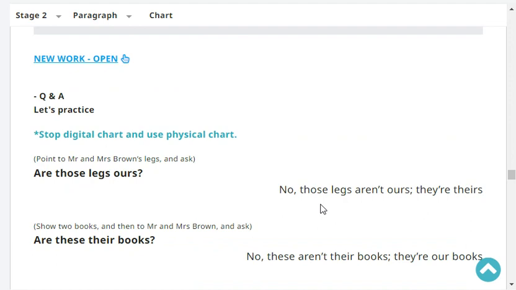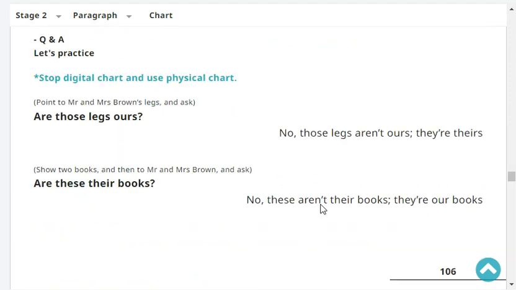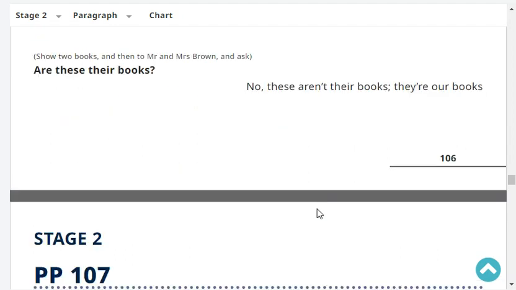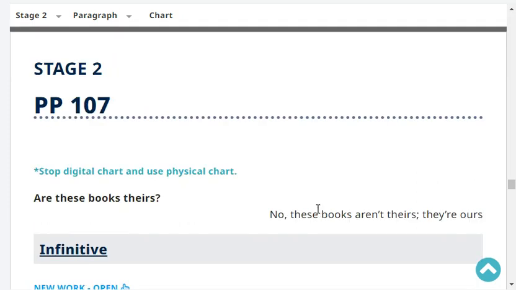Very good. Are those legs ours? No, those legs aren't ours. They're theirs. Very good. Are these their books? No, those aren't their books, they're our books. Are these books theirs? No, those books aren't theirs. They're ours.